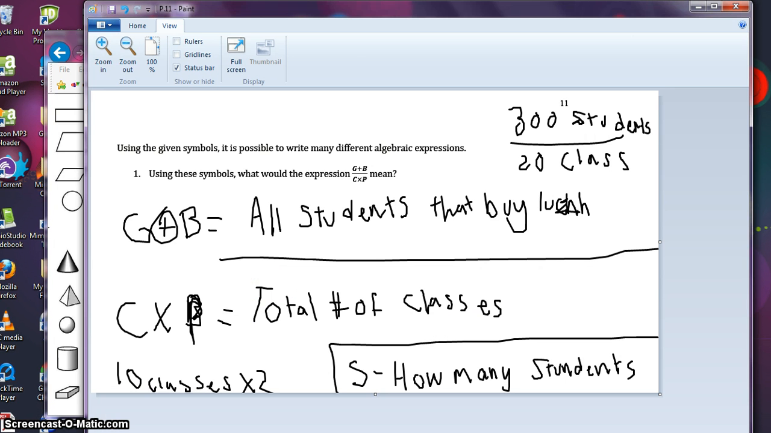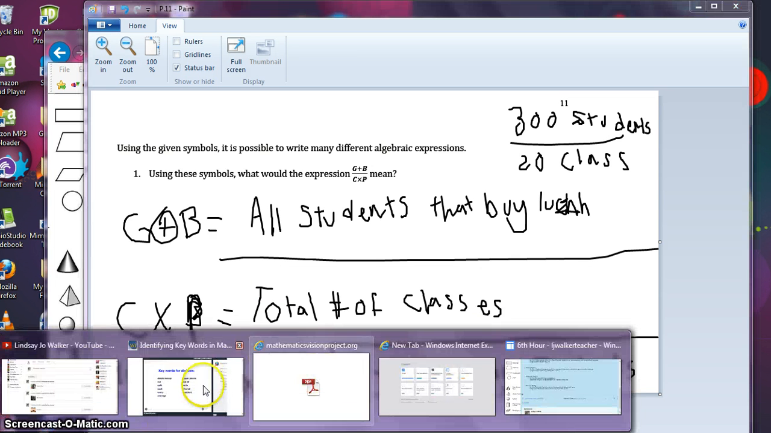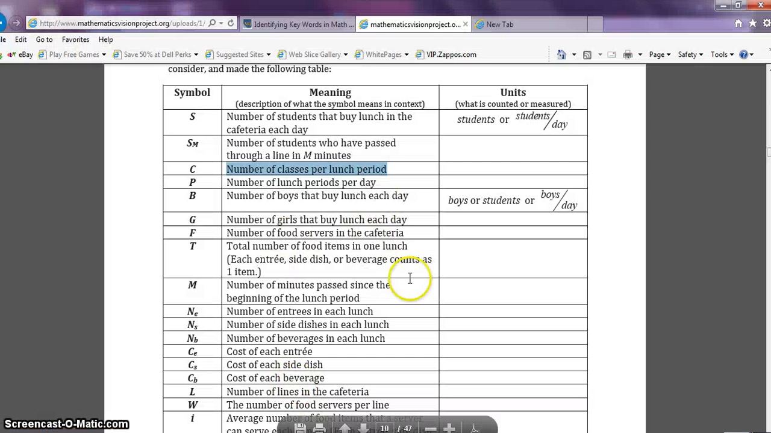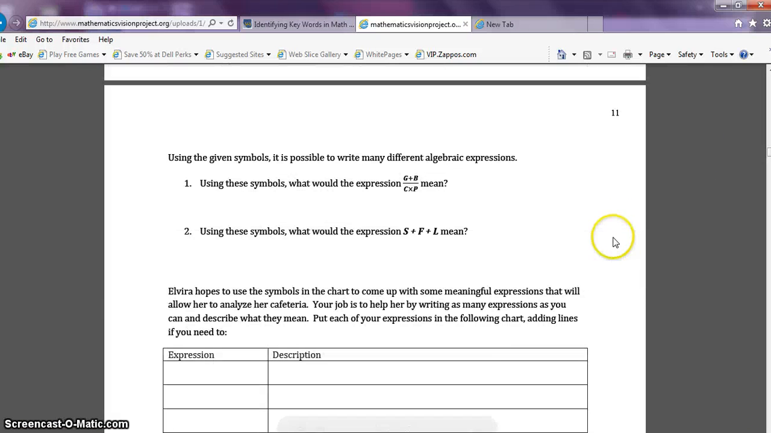So let's take one last look at your assignment in the Mathematics Vision Project. Page 11. So this one would say S plus F plus L. We know that when we're adding, it means we're combining. So you find out what S is, what F is, and what L is, and think to yourself, what happens when I combine these 3 things?